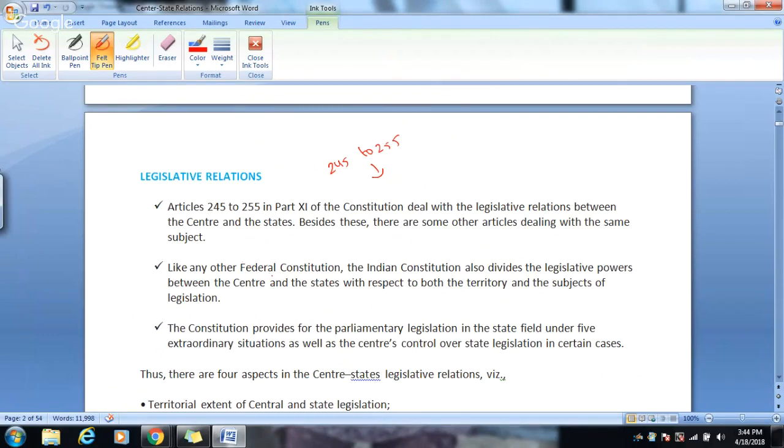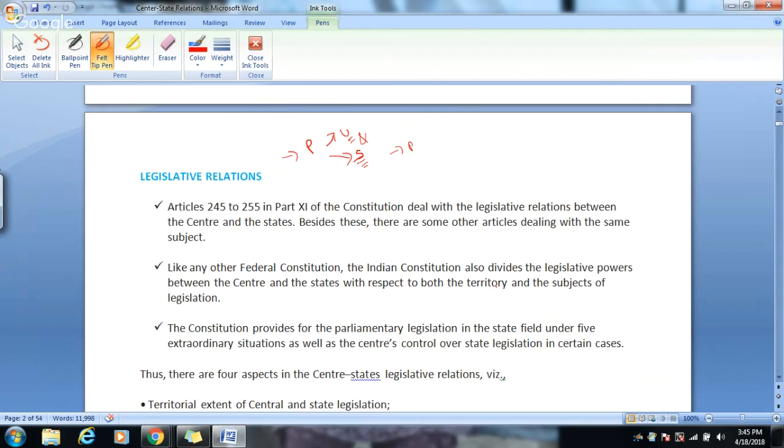Like any other federal constitution, the Indian constitution also divides the legislative powers between the states and center with respect to both the territory and the subject of legislation. The meaning of this is, in any federal constitution, powers are divided between the union and the states, and in the Indian constitution also powers are divided between union and states, that is center and states. The legislative powers are also divided between the center and states with respect to both the territory and the subjects of legislation.